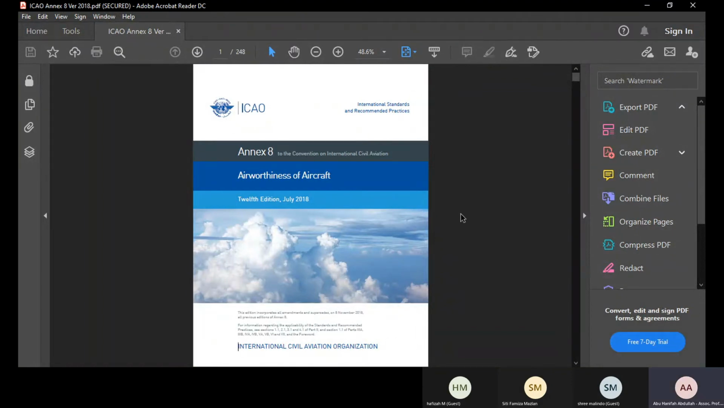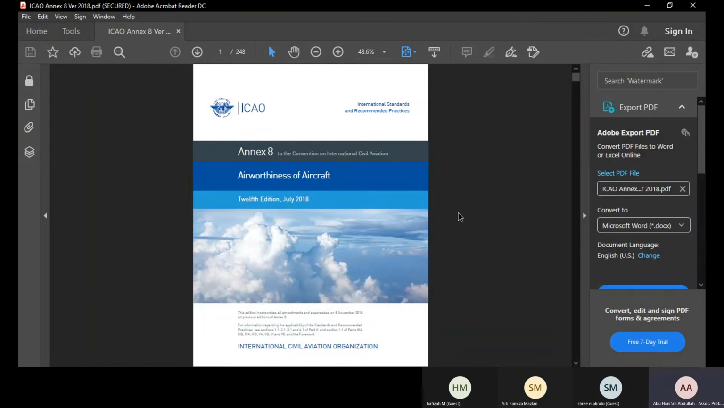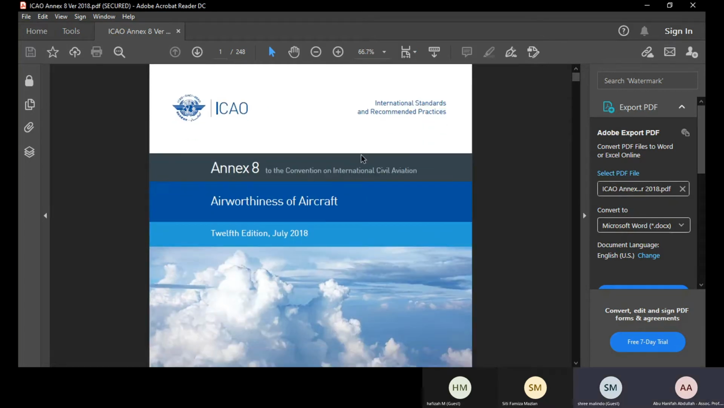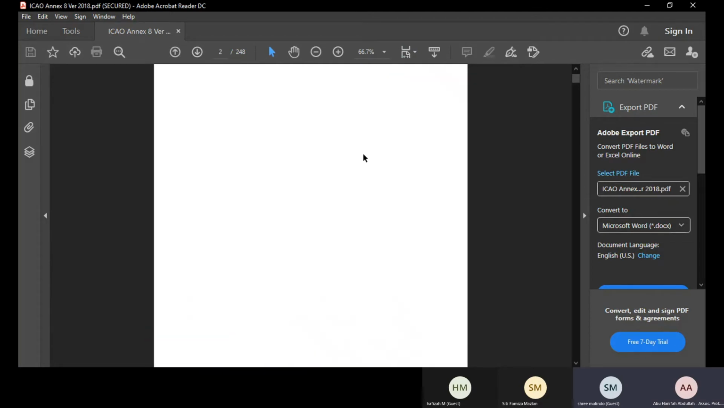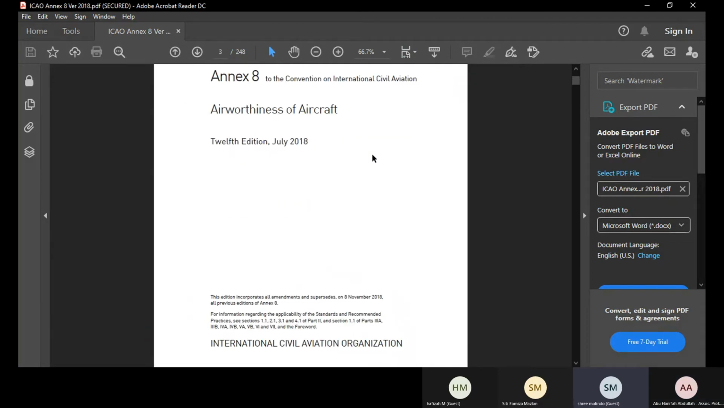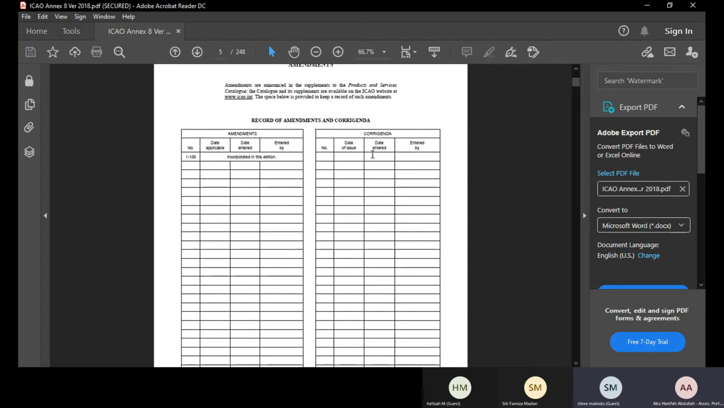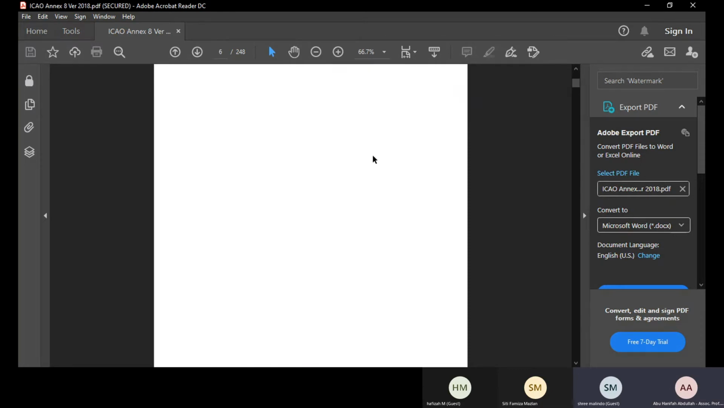Okay, this is hopefully the latest ICAO Annex 8, 12th edition, 2018. And do you see the screen? Yeah, I can. Yes, Prof. Then from here, let's go look at the content page.